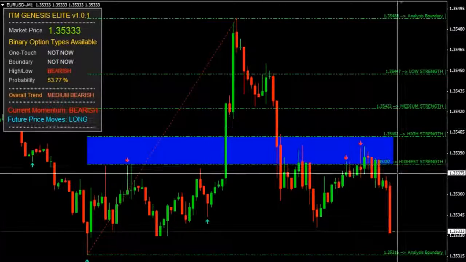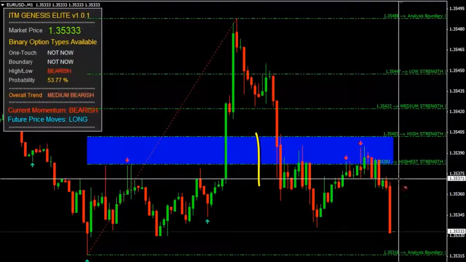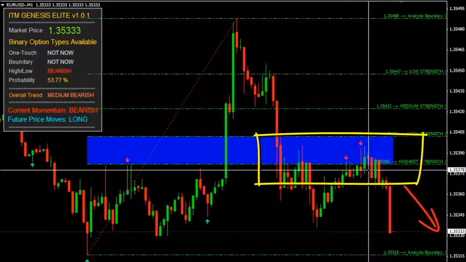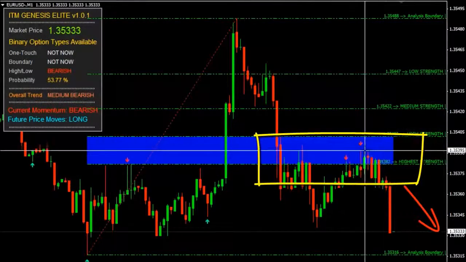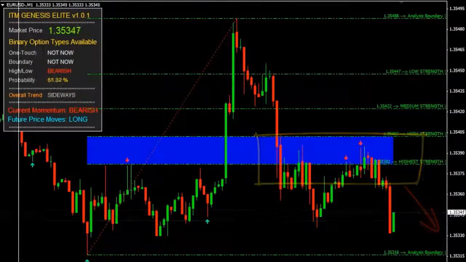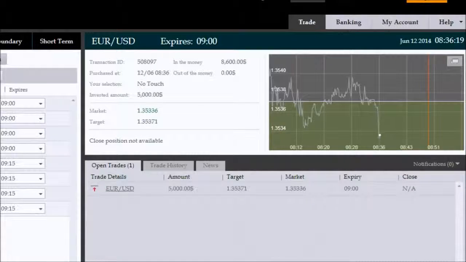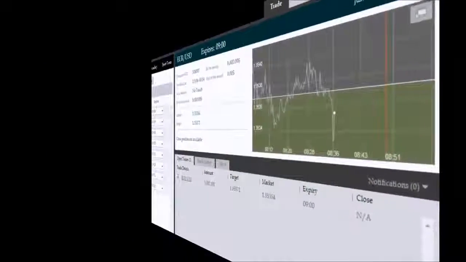As you can see, price is accelerating short. This is an example of a no touch breach exploit, as is also covered in our ITM Genesis Elite training webinar. So if you haven't watched that, please do watch that, and this will make a lot more sense then. We'll come back to you shortly with the results.